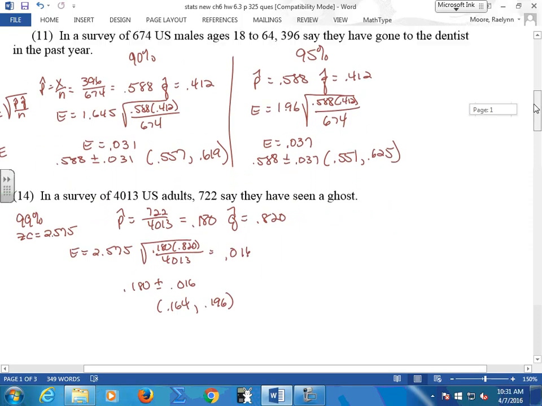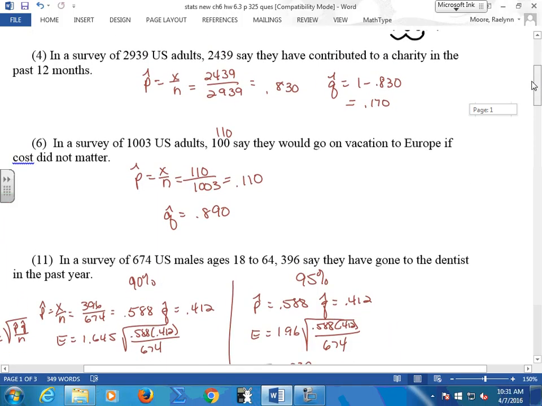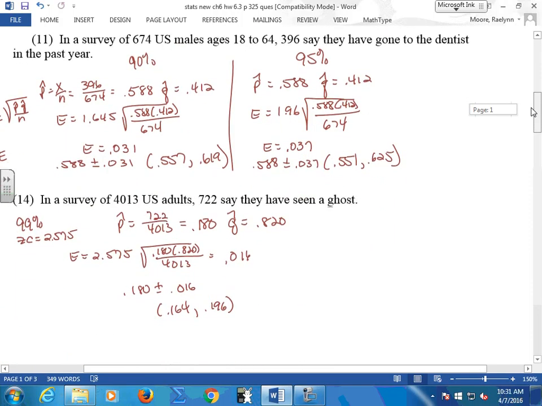Remember, your calculator does just the opposite. Your calculator asks you for those, and it will give you the p-hat. Sometimes you're given a p-hat, and then you have to find the x to put in your calculator. So in this survey, we had to find the proportion interval for a 90% and a 95.